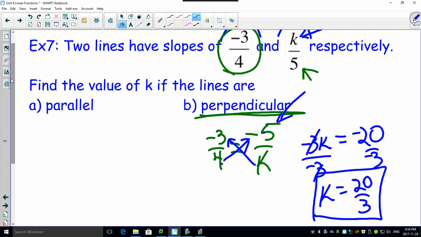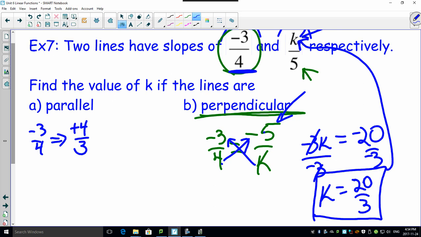Well, let's see if this actually works out to be the negative reciprocal. Let's put this k value back into here and see if we get the negative reciprocal of this. So the negative reciprocal of -3/4 should be +4 over 3. Let's see if we get that as a value. Okay, so take this k value that we just found, put it in there. Okay, here we go. There's 20 over 3 divided by 5.